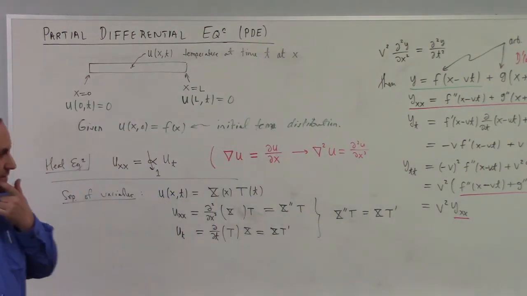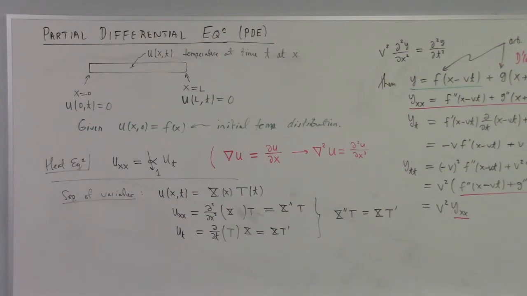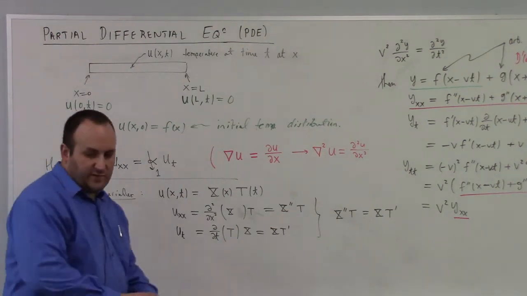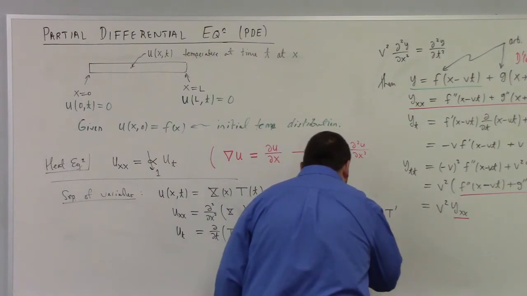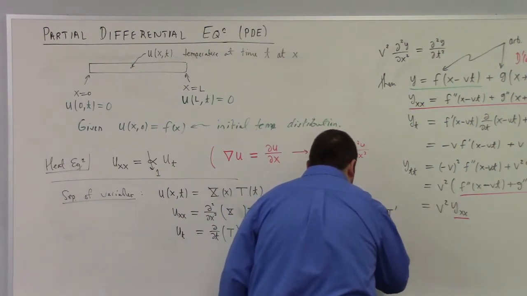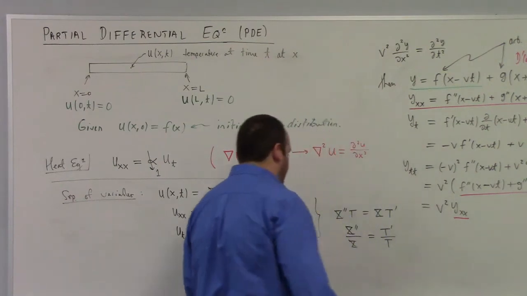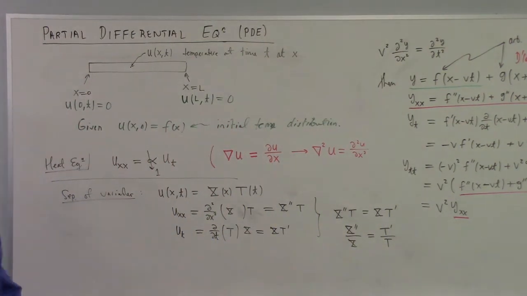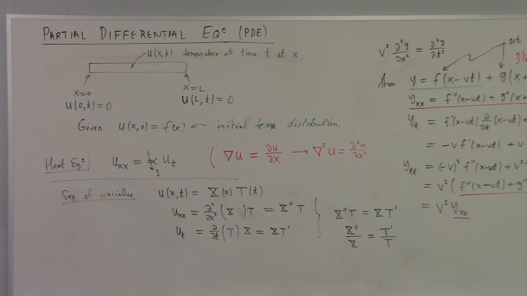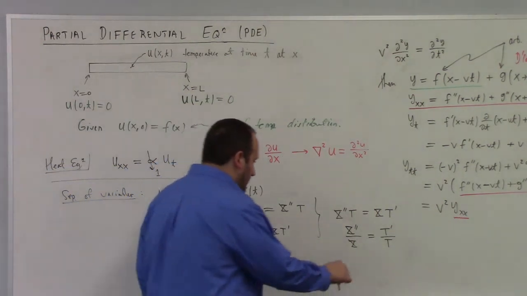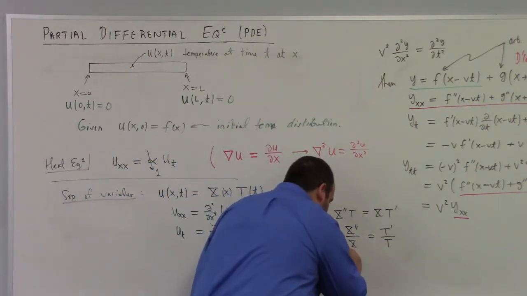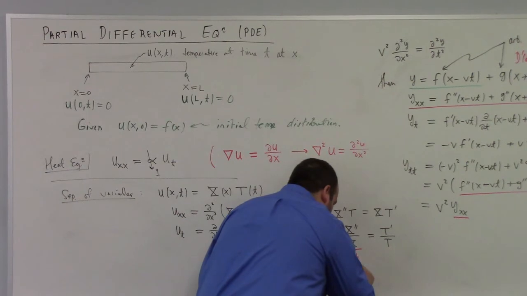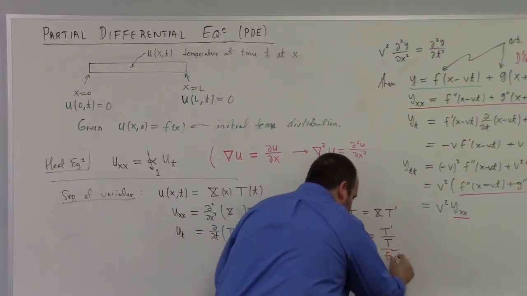And then what you do, because we don't like to try to solve two variables at once, is we divide by X T. Assume that you have a non-zero solution. So suppose the solution that we're looking for is non-zero. Then we get X double prime over X is equal to T prime over T, which is a really, really neat equation. Why is this a neat equation? This right here is a function of x. This right here is a function of t.